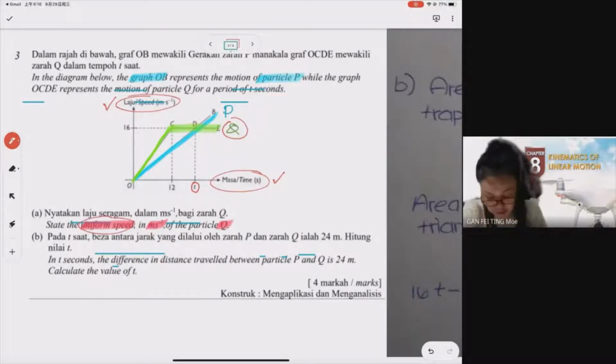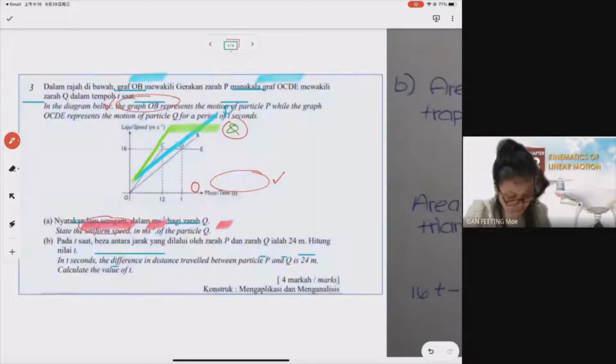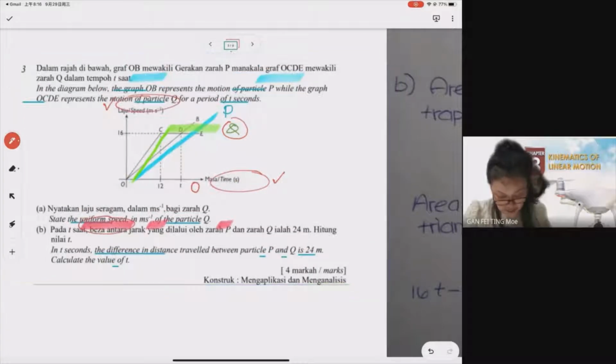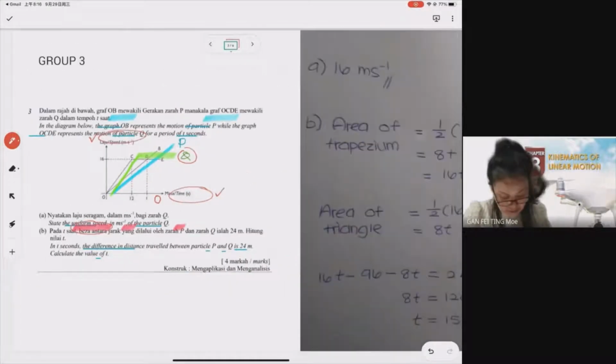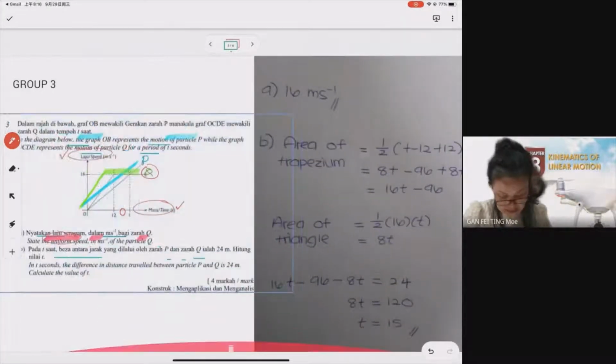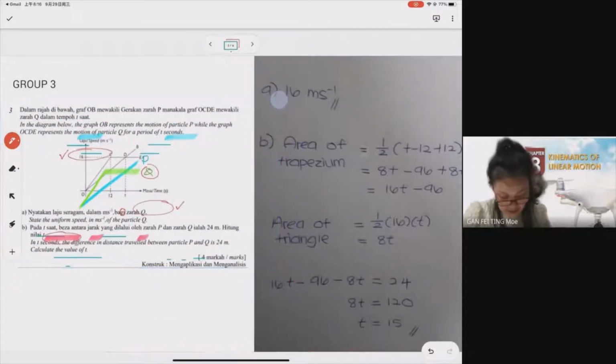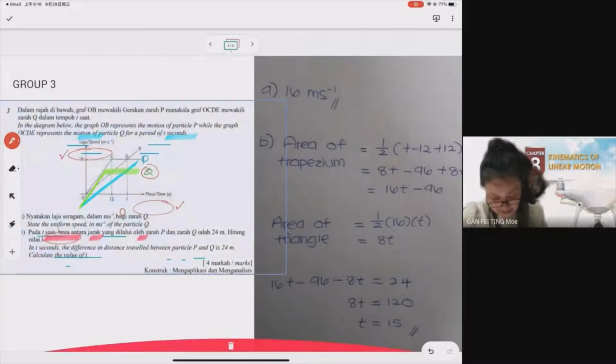Okay, how do you solve this one? Where's your working? Okay, wait. Can you move your screen because I'm using this? Okay. So you get your answer as 16 meter per second. Can you please explain a little bit?